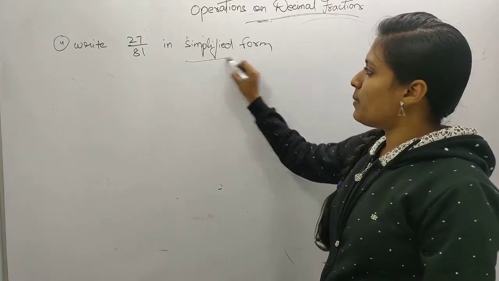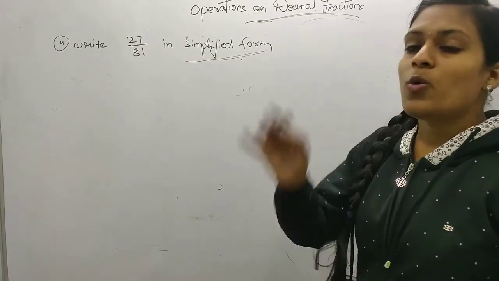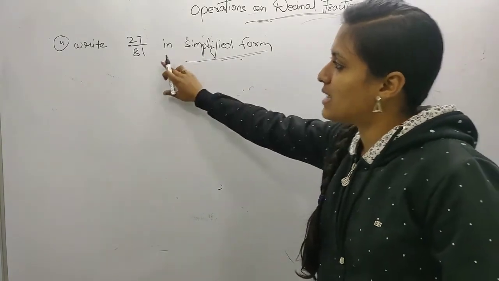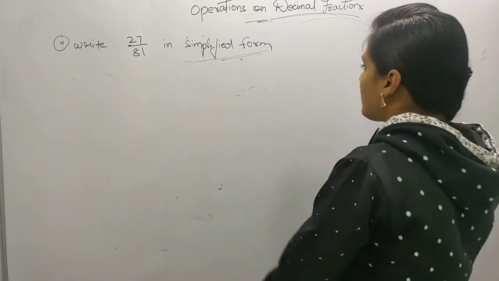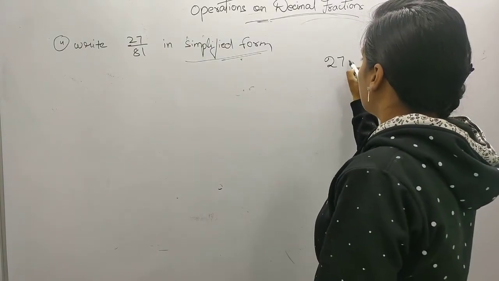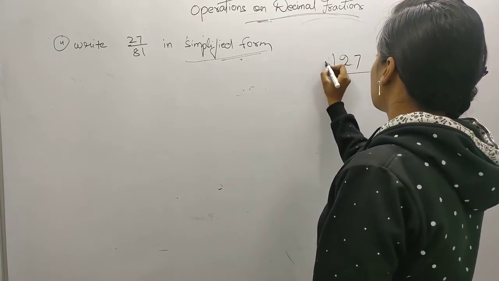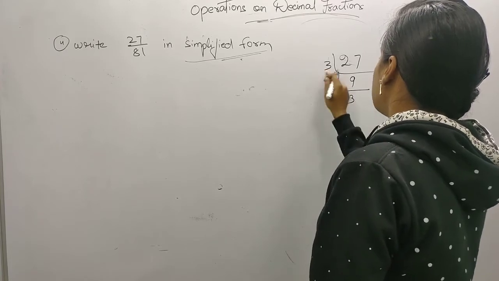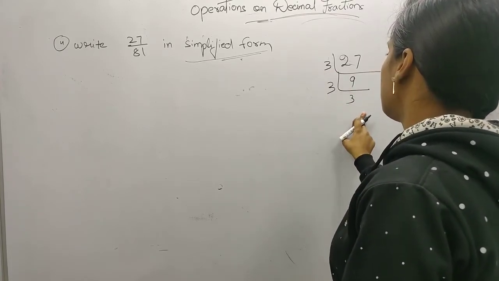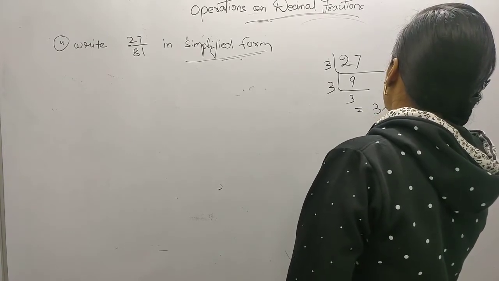when these problems are given in your examination, we have to keep in mind that we have to find the HCF of both the numerator and denominator. Means find the HCF of 27. 3 9s are 27, 3 3s are 9. Means 3 into 3 into 3.